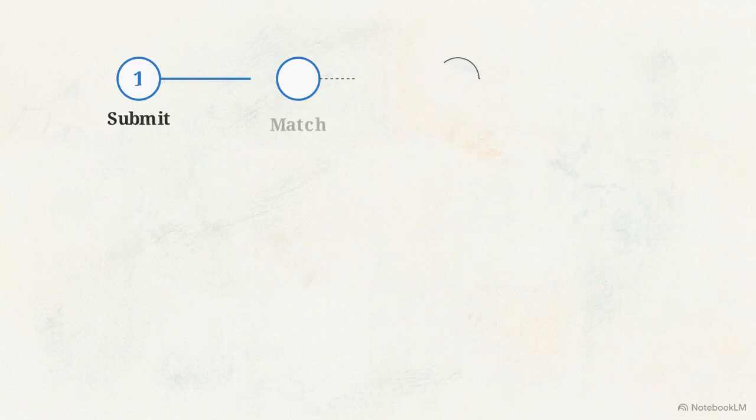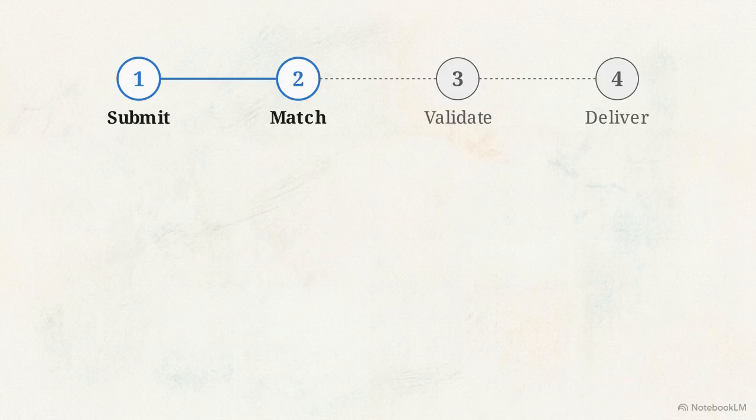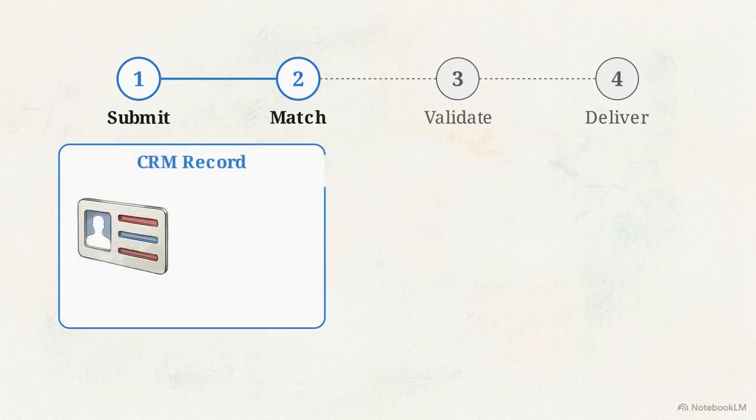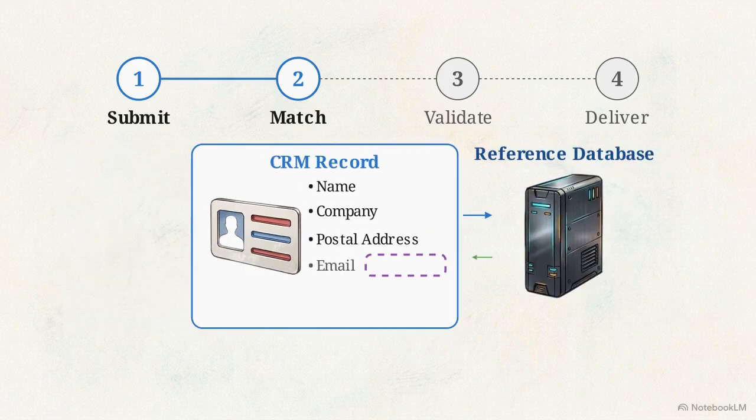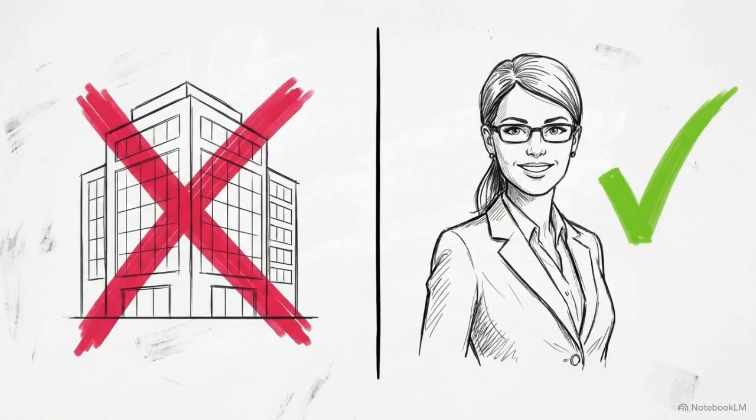This diagram illustrates the pipeline to safely enrich CRM data: submit, match, validate, and deliver. In the submit stage, you provide incomplete records requiring a name, company, and postal address. During the match stage, these inputs are cross-referenced against a database to locate missing information. The rules governing this match must be rigid.